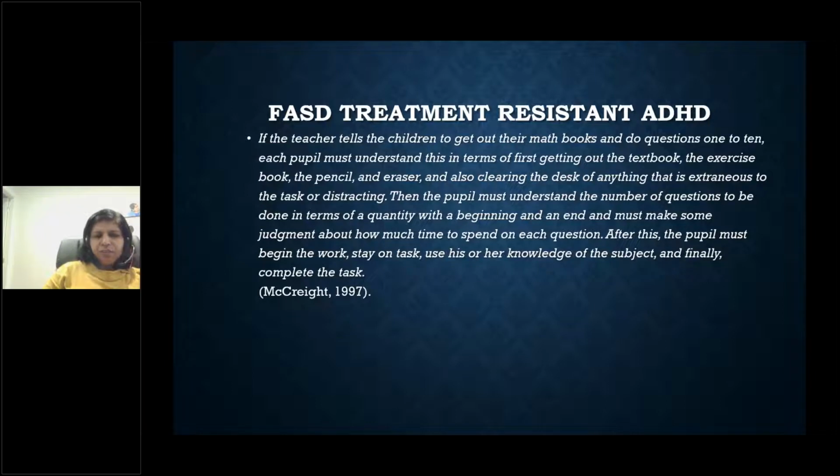I think it will become easier if I give you an example. For example, if the teacher tells the children to get out their maths books and do questions 1 to 10, each pupil must understand this in terms of first getting out the textbook. Also the pencil and the eraser, so the tools which they need to carry out that assessment. Also clearing the desk of the previous things which were on their desk without getting distracted. Then they must understand what they are supposed to do. They need to plan their tasks, make a start, and then complete the task in a reasonable period of time. So these are all executive skills which can get affected in a child with FASD.